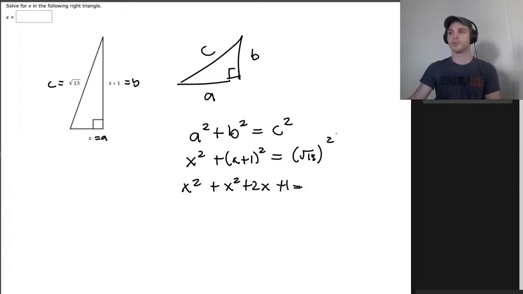And then root 13 squared means root 13 times root 13, which is 13. So when you square a square root, you just get the number underneath. Okay, so we can combine some like terms here. So we get 2x squared plus 2x plus 1 equals 13. And then I'm going to subtract 13 from both sides.